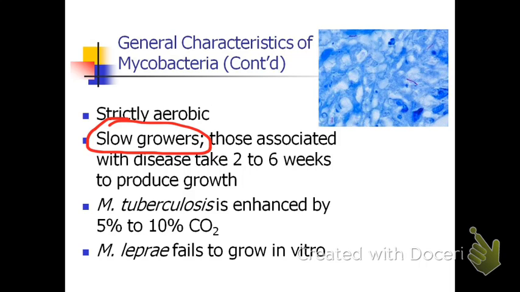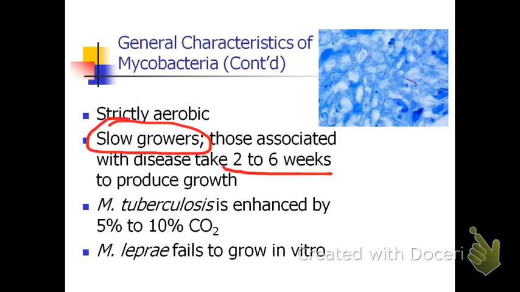So that's the reason why if you're going to incubate Mycobacterium, it would require you to have a very thick agar as compared to your ordinary microorganisms, in which after 24 hours you'll be able to see visible growth in the colonies. But here for Mycobacterium, it would take about 2 to 6 weeks before you'll be able to see visible colonies. And moreover, Mycobacterium tuberculosis is enhanced with the addition of about 5 to 10% carbon dioxide.